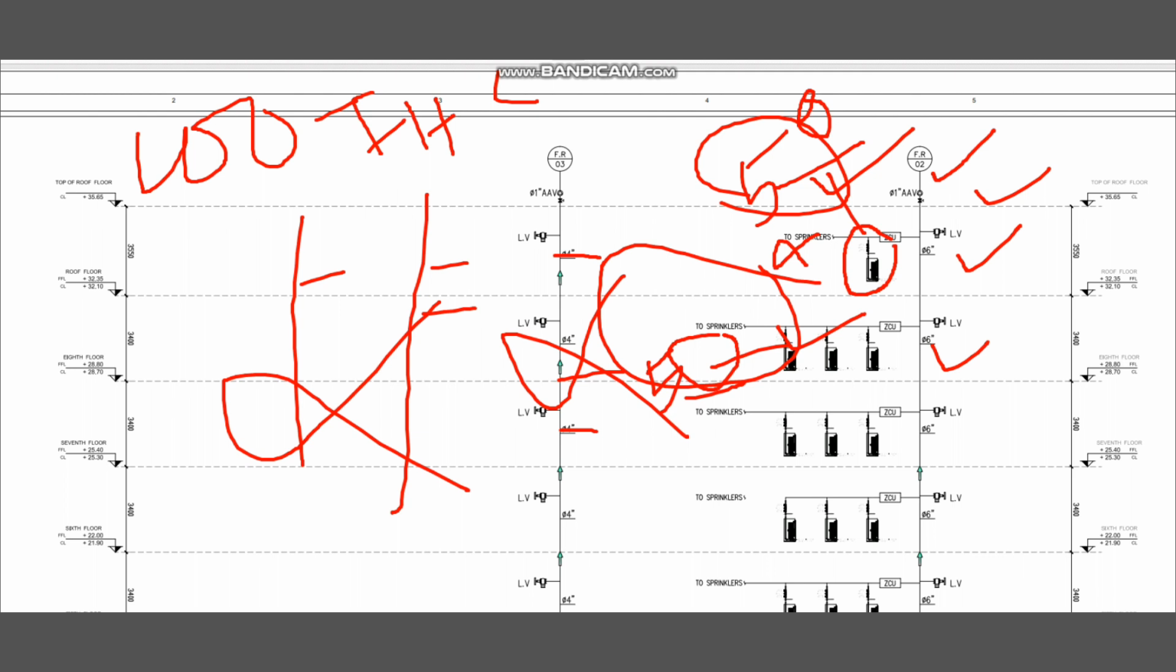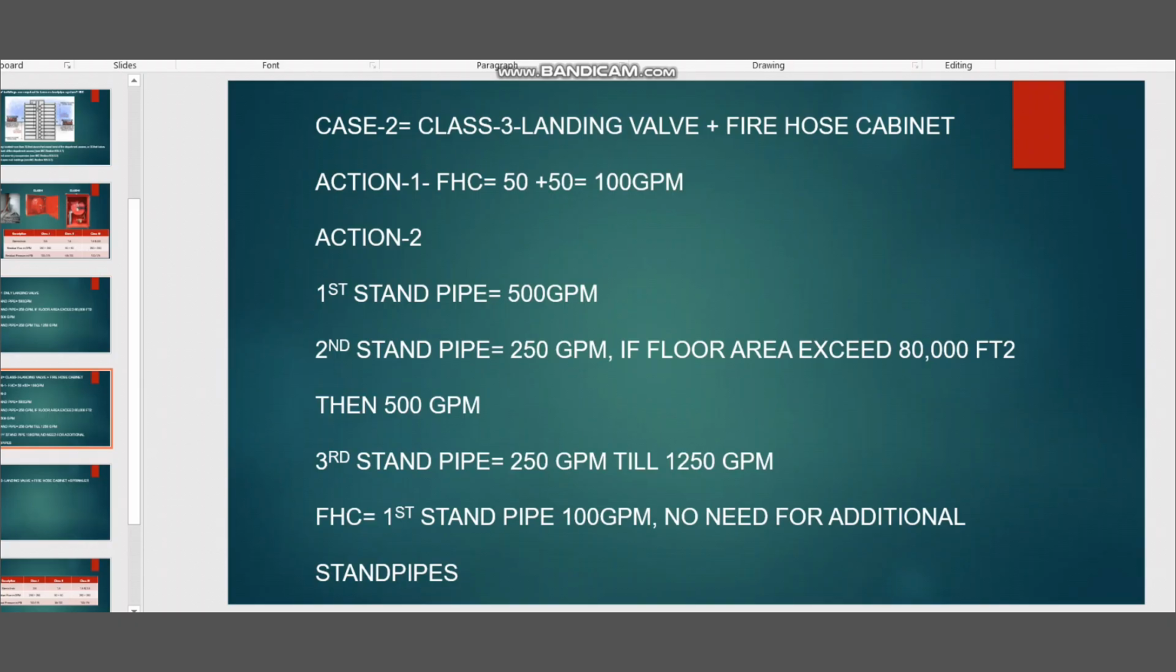Now I told you in this case we have fire hose cabinet as well as landing valve. So both arrangements we have. Now for the fire hose cabinet the flow is 100 GPM. So similarly I have to verify for the class 1 or class 3 landing valve also. So here the first one, fire hose cabinet, 100 GPM came. So now in this case we have landing valve plus fire hose cabinet. So fire hose cabinet, this is the answer. Now I need to compare with the landing valve. So which one is higher? That one we need to select for the fire pump room.